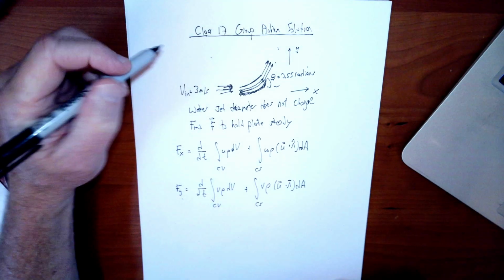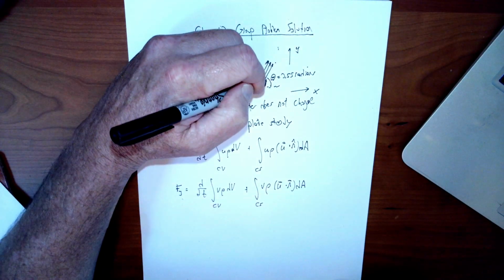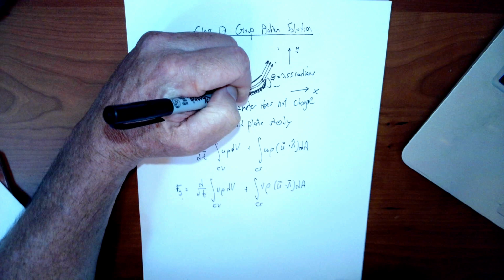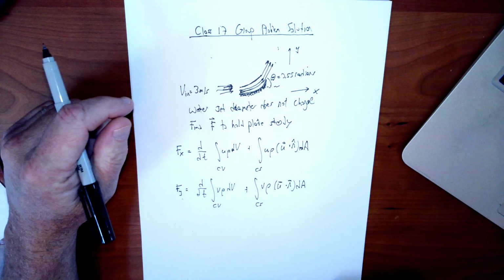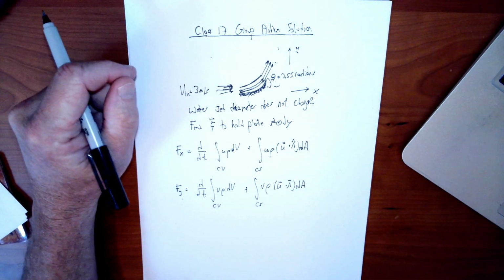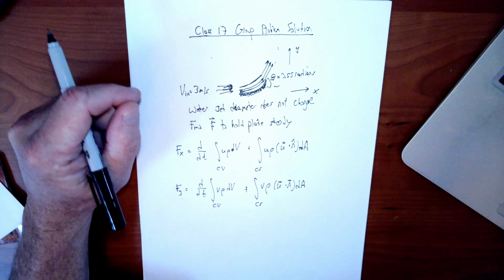much force is required to keep that plate. This is the plate, or the pipe, that's deflecting the fluid. What's the force required to hold that in place?